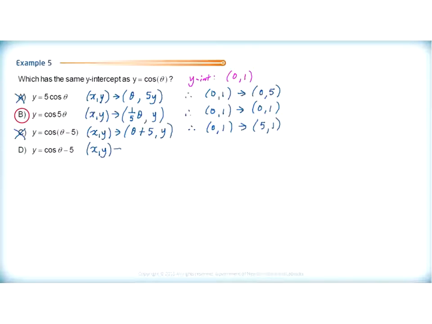And for part D, we keep theta the same, and for y it will be y minus 5. So that means that the point 0, 1 will get mapped onto the point 0, negative 4. So again, D is not the correct answer.